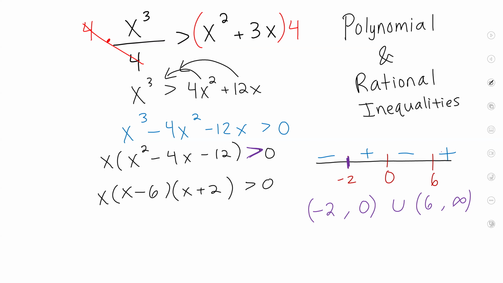Okay, if you plugged in a negative 2 here, this would give you 0. If you plug in a positive 6 here, that would give you 0. If you plug in a 0 here, that would give you 0. That's why we have parentheses on all of these numbers.